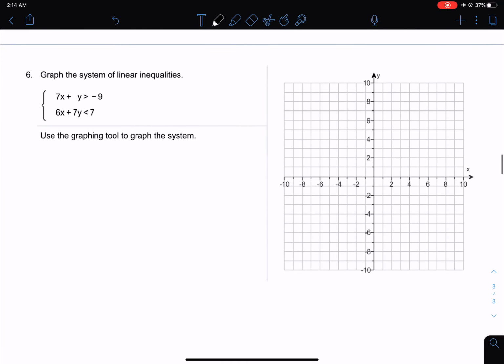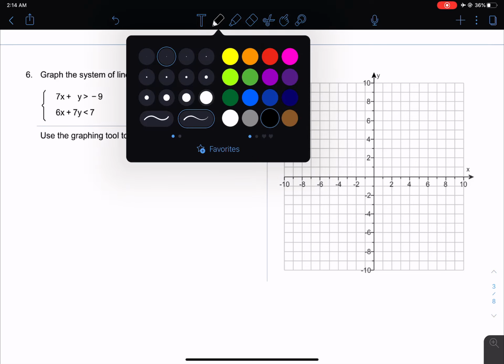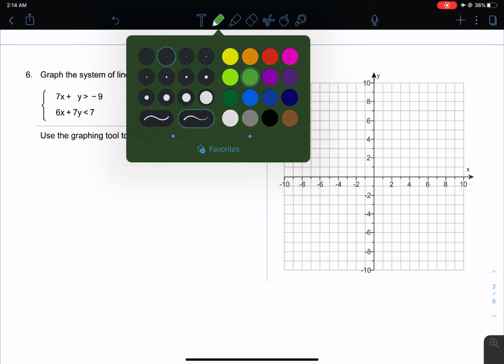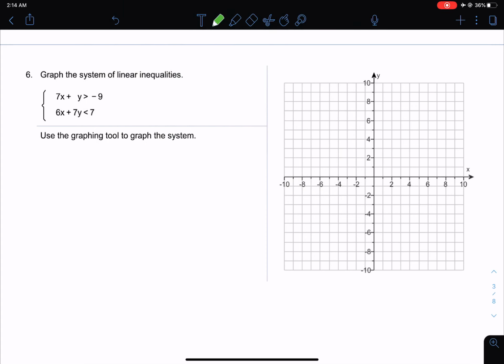Number 6. Okay, so let's go to our color again. We'll start with some green here, and this is number 6.